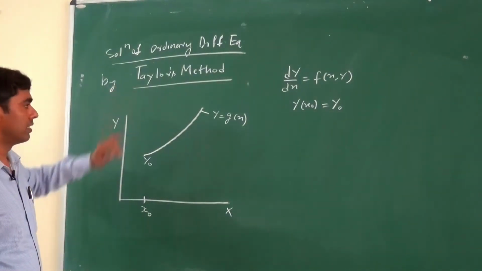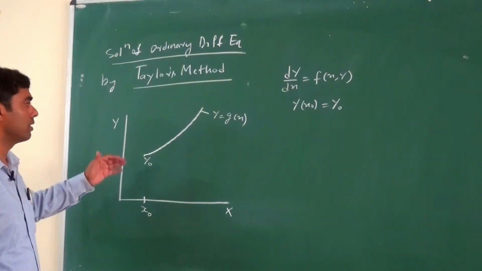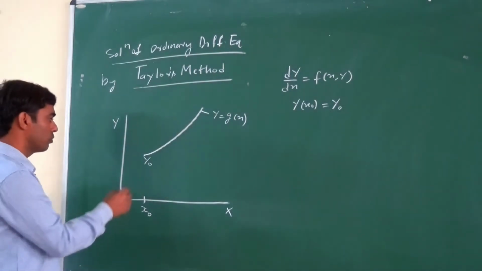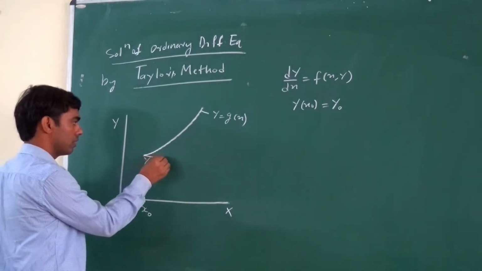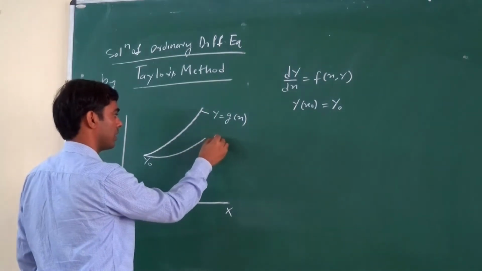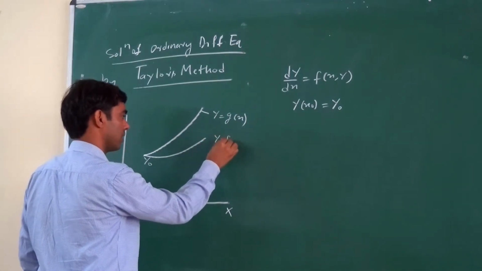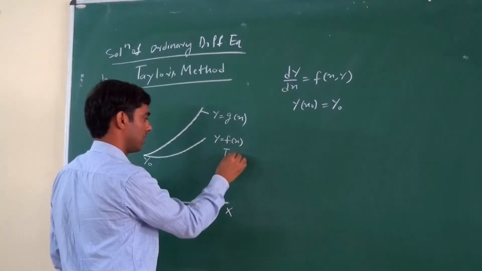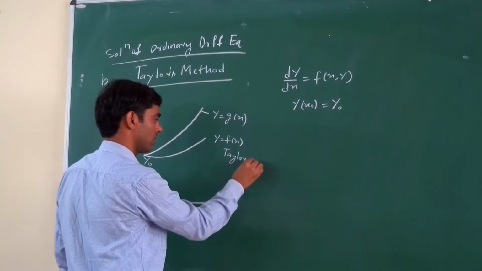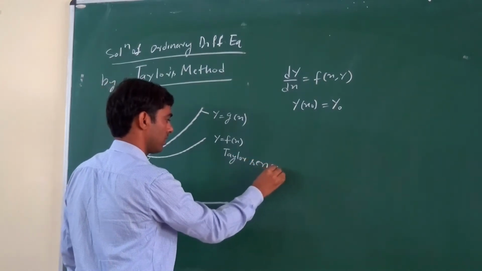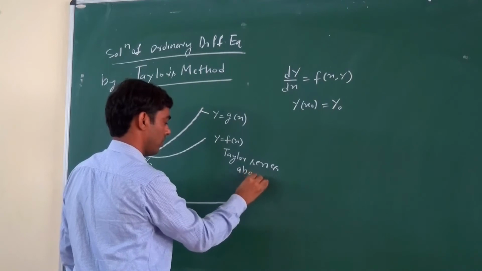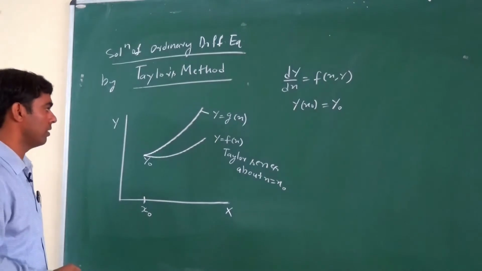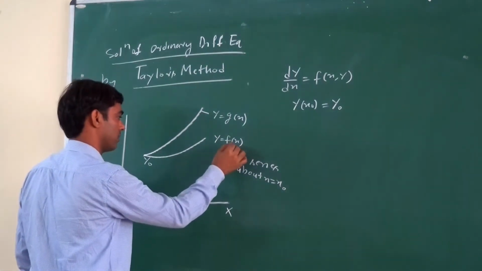In Taylor's method, we find a function with the help of the Taylor series expansion, and suppose that function looks like this. Suppose this is y = f(x). This is the Taylor series expansion about x = x0. This is the Taylor series.